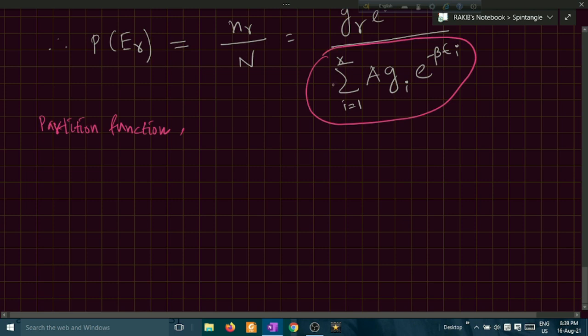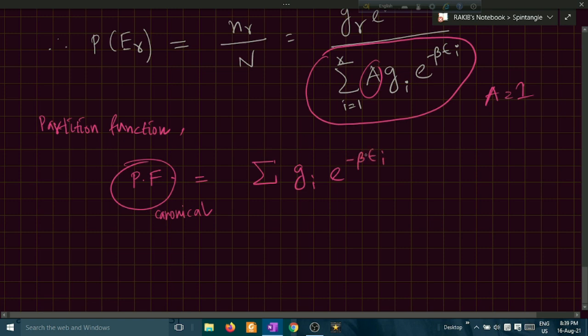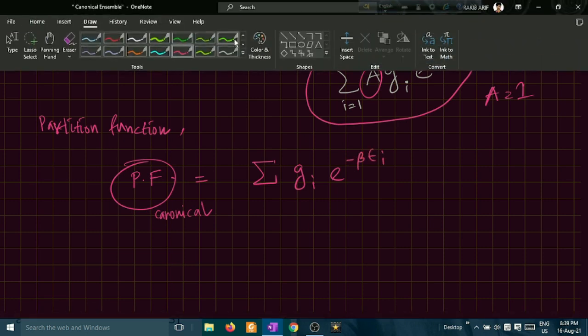Not exactly the denominator, but excluding this factor A. Say A equals 1, excluding this. So our partition function is written as, say, PF. In the case of the canonical ensemble, this is called the canonical partition function. It is the summation of gi e to the power minus beta Ei. This is the partition function formula.